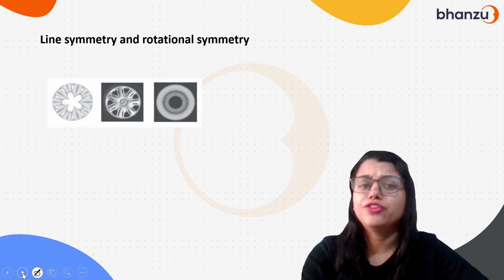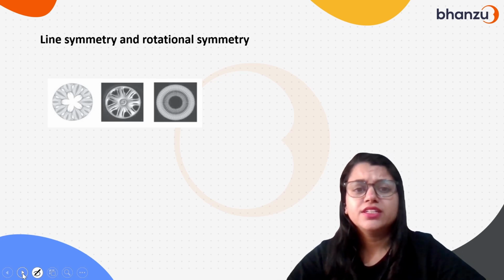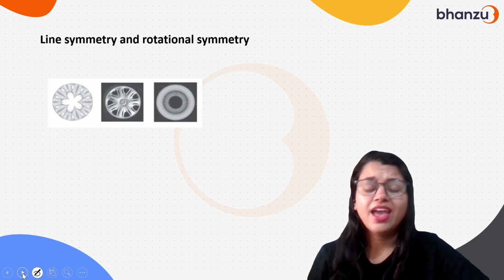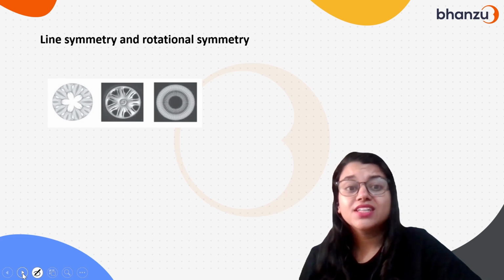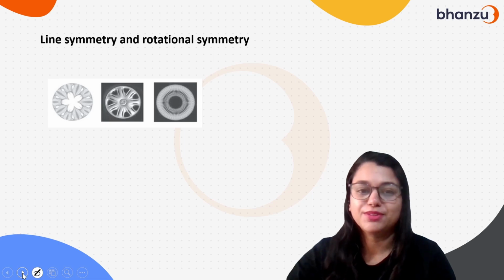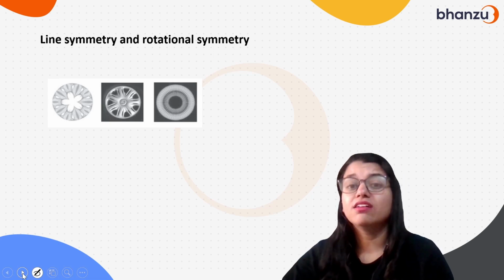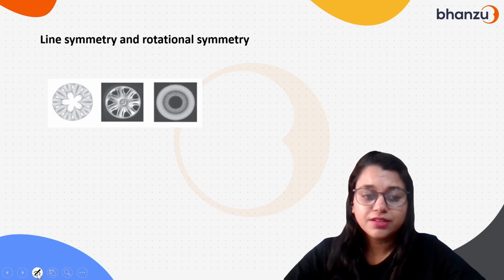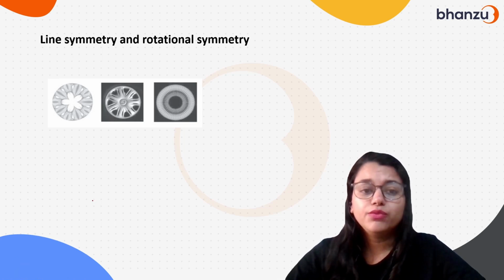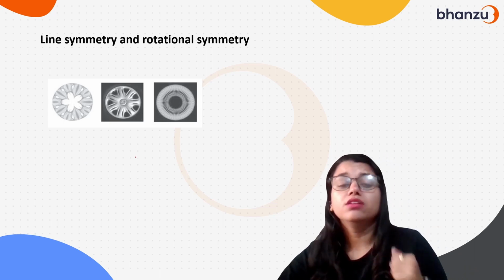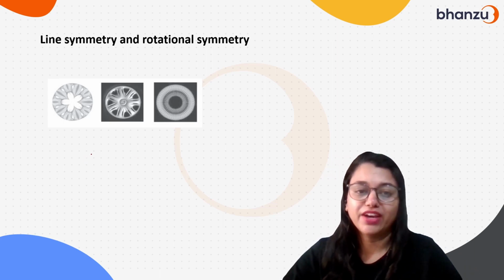Line symmetry and rotational symmetry. So students, we have seen that there are some shapes which possess only line of symmetry, and there are some shapes which possess only rotational symmetry. But there are some special shapes which possess both line of symmetry and rotational symmetry. You can see that the circle is the perfect example of it. So here you can see some circular patterns, right? In case of a circle, we can say that the line of symmetry will be infinite, and also the rotational symmetry will be infinite.